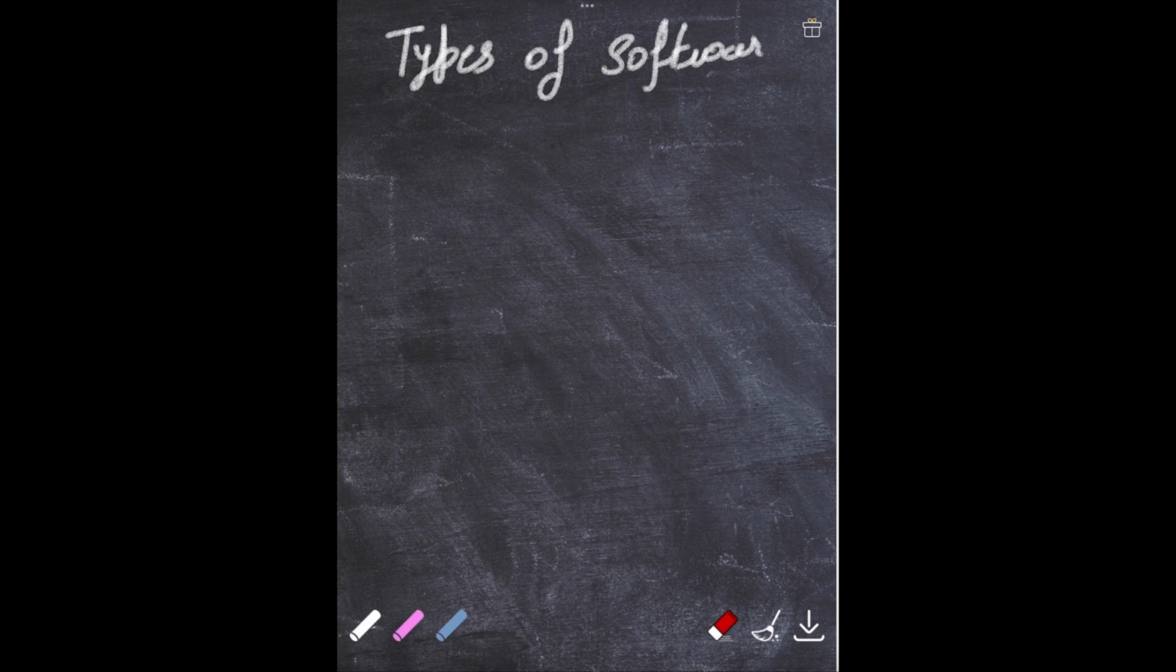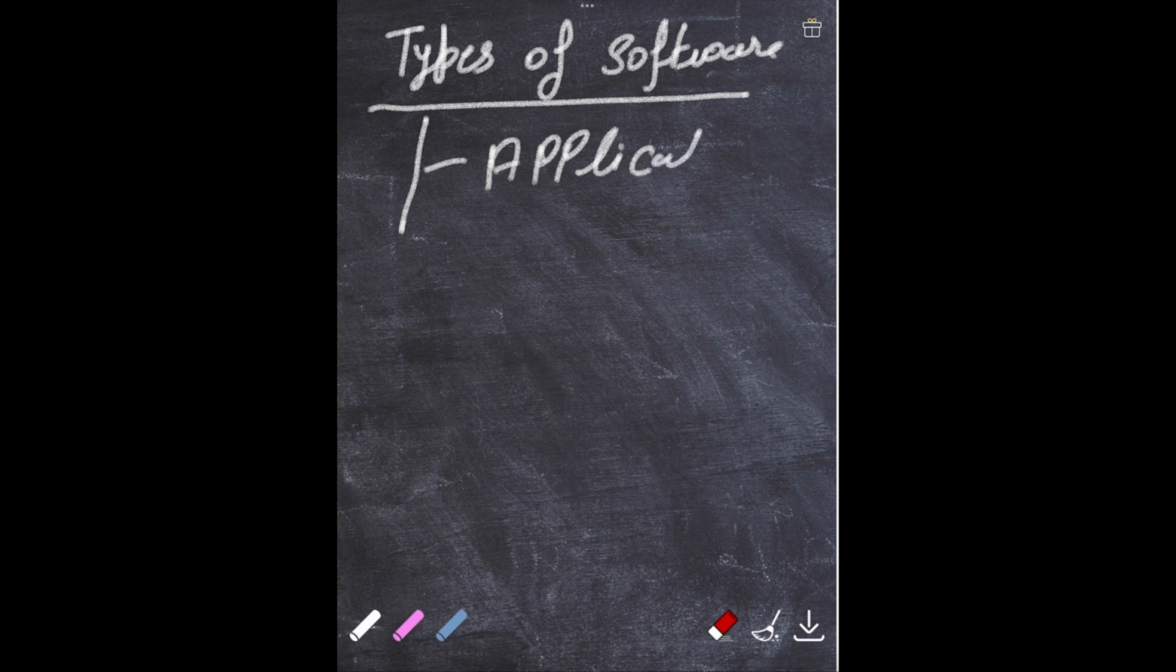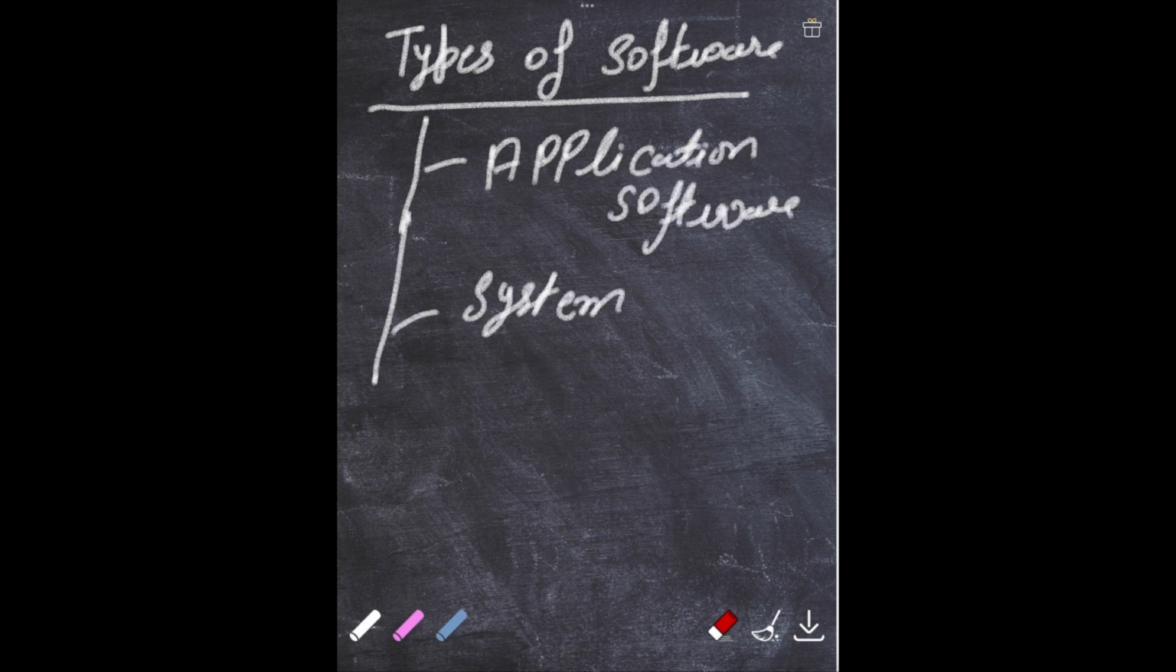The types of software. How many types of software do we use? Basically we use two types of software. The first is application software, and the second is system software. Now we will discuss one by one what application software is, what system software is, and what is the difference between application software and system software.